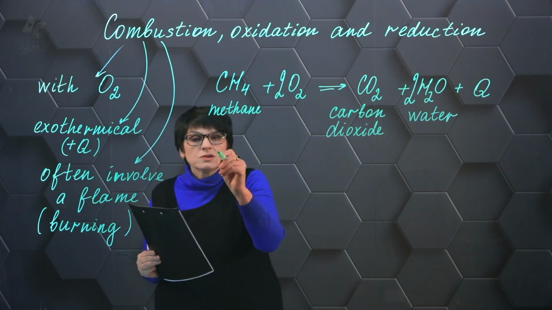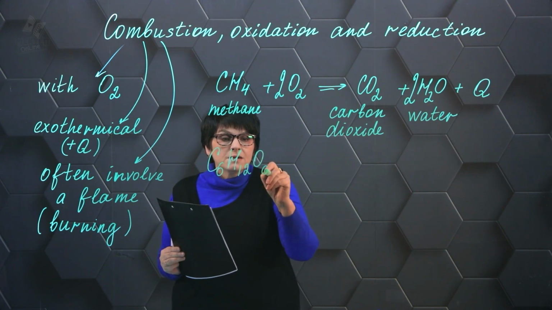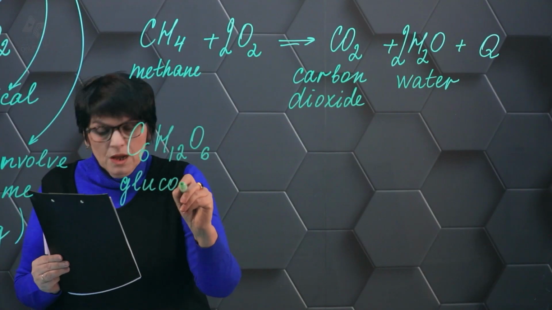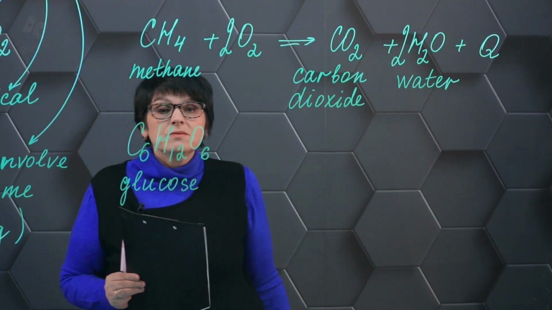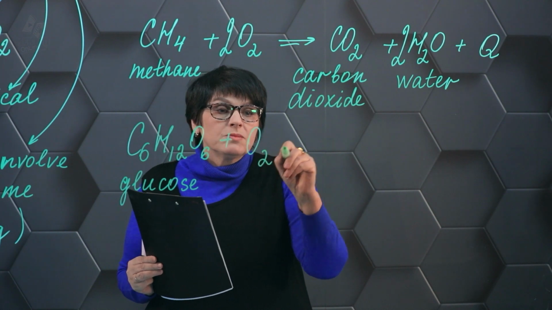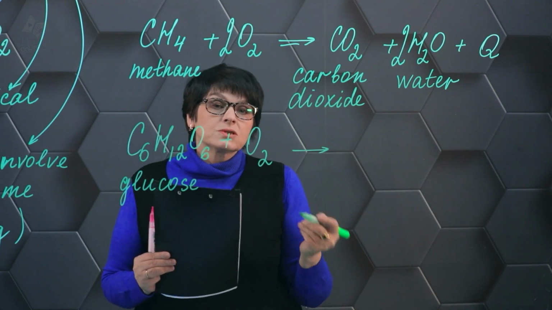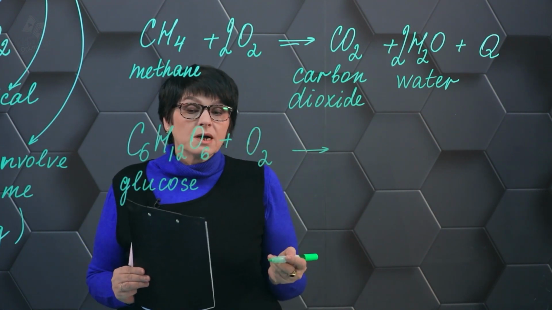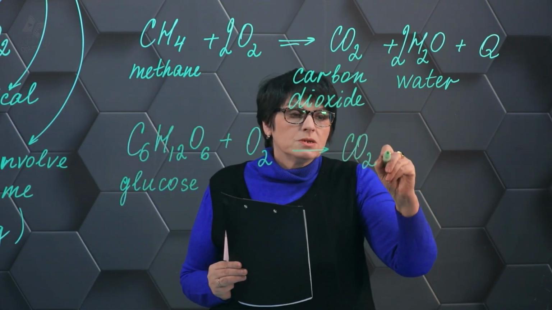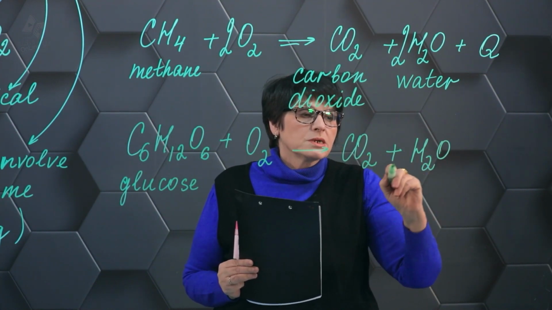But let's take another example. In this case, we'll also use the oxidation reaction. The substance I'm going to take is called glucose. Glucose is a substance that is a carbohydrate, and when it is oxidized, for example, when it happens inside our body, it doesn't burn, of course, but it can be oxidized by the oxygen that we inhale with the air. So in this case, we won't see a flame, but the same reaction products are formed: carbon dioxide, water, and of course heat energy.